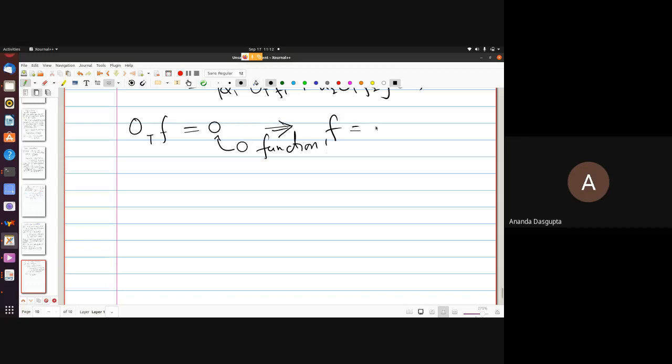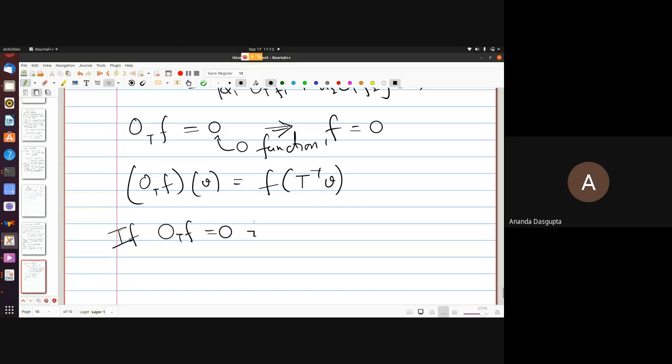If this implies that f equals 0, then you are done. But what does it mean when you say OTf is a zero function? OTf acting on v is by definition f acting on T inverse v, right? Now if OTf is 0, then acting on any v will be 0, which means f acting on T inverse v will be 0 for all v, right?